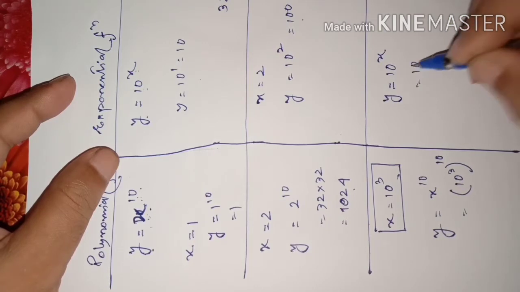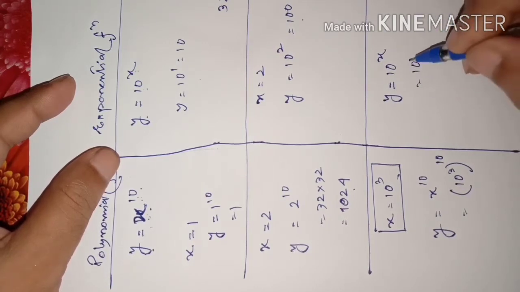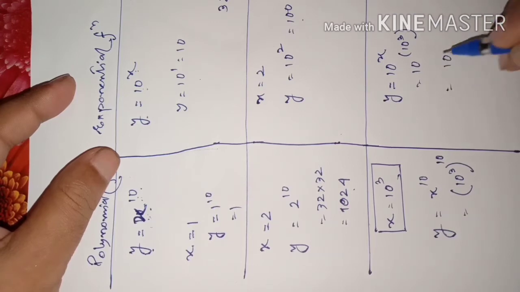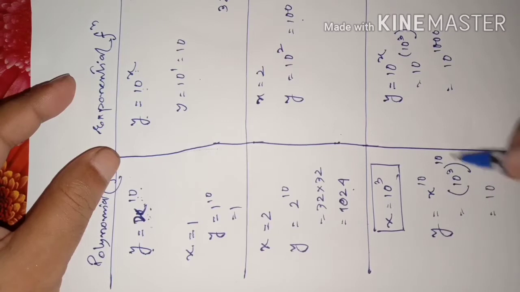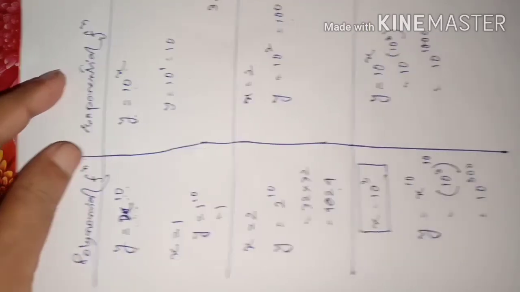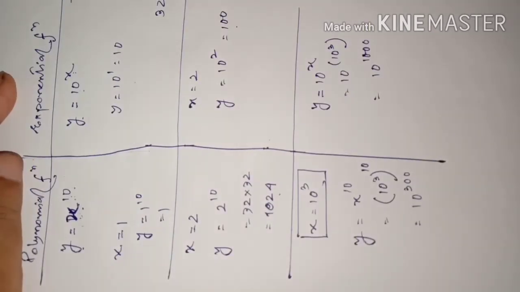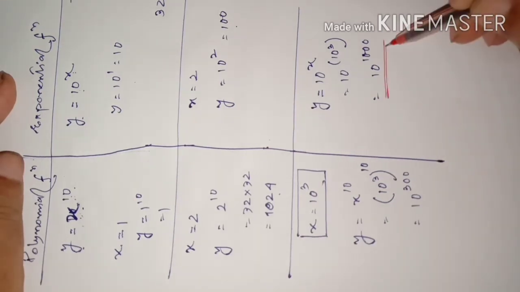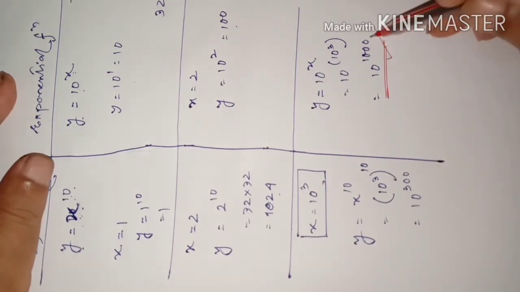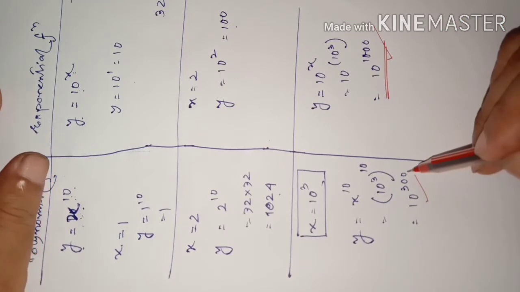It will be 10 to the power of x, which is what? 10 to the power of 3, so it is 10 to the power of 1000. And the other is becoming what? 10 to the power of 30. Just you compare both. Which is greater? This is greater, because it is 10 to the power of 1000. It is 10 to the power of 30 only.